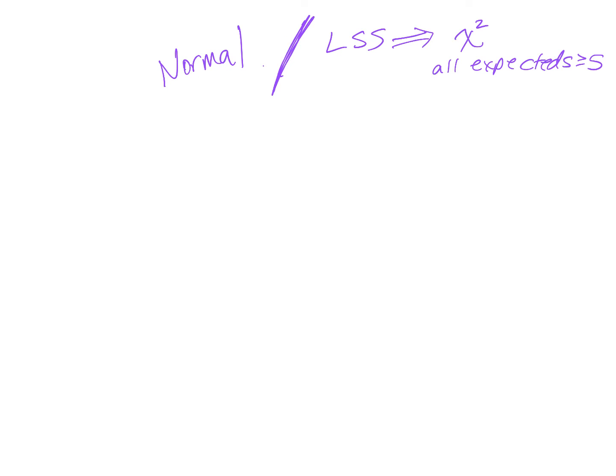Okay, so let's do means first. The normal condition for means, whether it be 1 or 2, is that my sample size has to be greater than or equal to 30, or no major skewness or outliers.